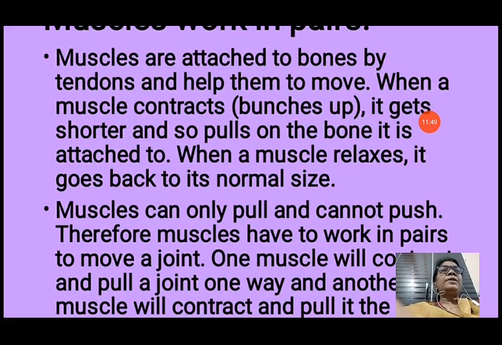When a muscle contracts, bunches up, it gets shorter and so pulls on the bone it is attached to. When a muscle relaxes, it goes back to its normal size. That means when a muscle becomes shorter, it pulls the bone to which it is attached. When a muscle relaxes, it goes back to its normal size again.